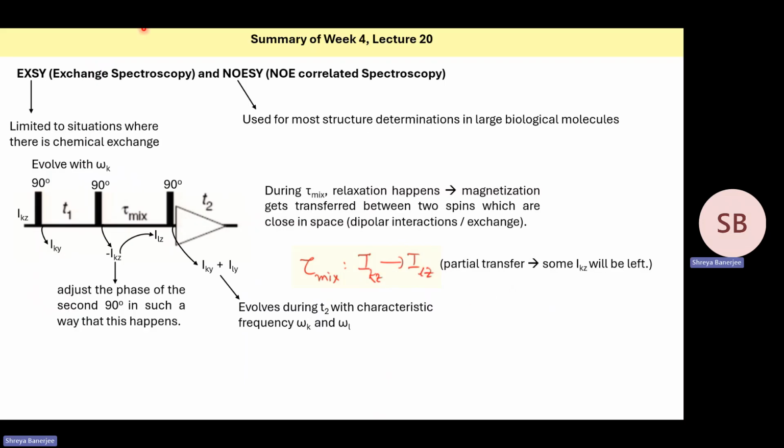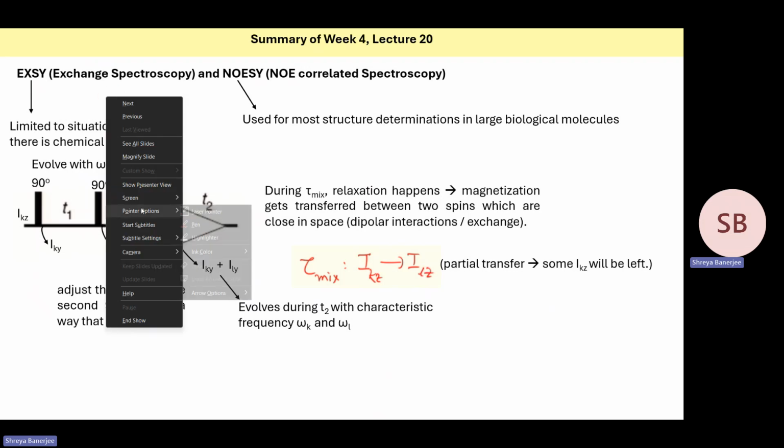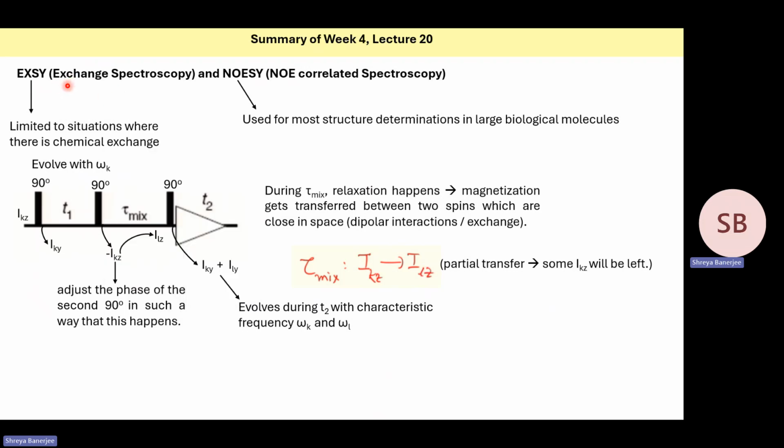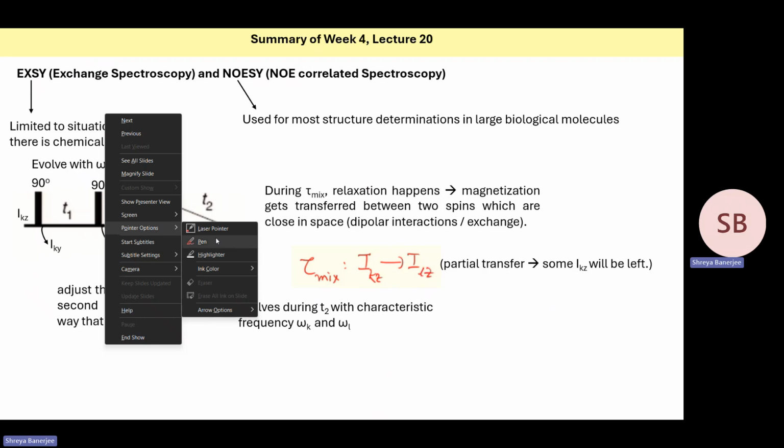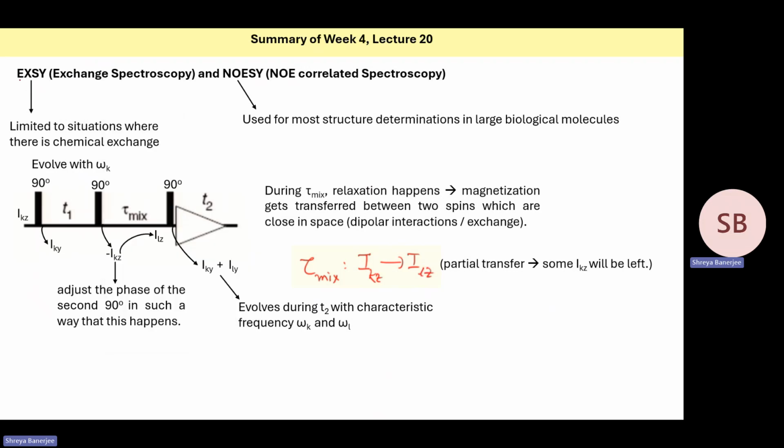We will talk about another kind of spectroscopy, and this is called EXSY, that is exchange spectroscopy, or NOESY, that is NOE correlated spectroscopy. So basically, EXSY is used in situations where there is a chemical exchange. So if you remember the dynamic NMR, HA and HB, they were exchanging with each other. That kind of situation is for EXSY. And NOESY is mostly used for structure determination in large biomolecules. We'll see how that happens.